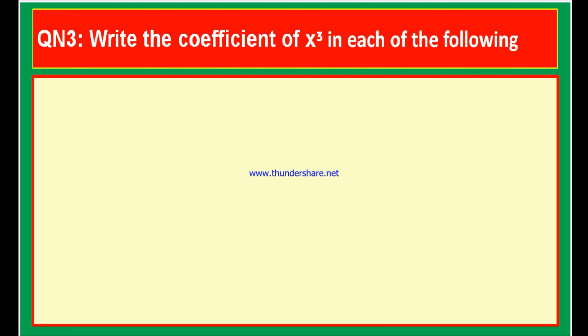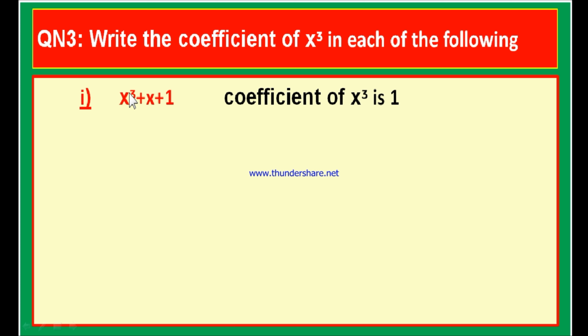Write the coefficient of x cube in each of the following. The first one is x cube plus x plus 1. Even though there are 3 terms in this expression or polynomial, x cube is a single term.